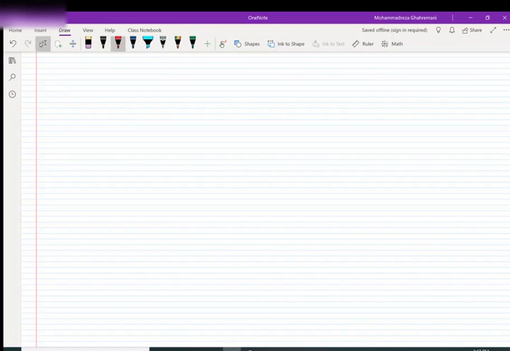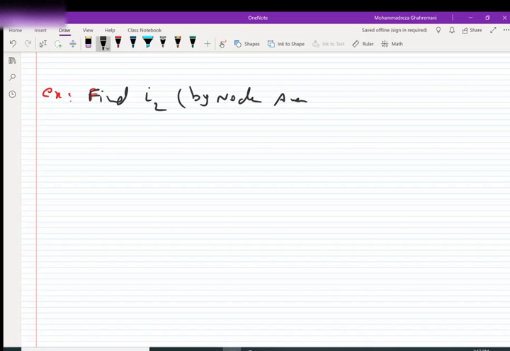Here we have the second example for node analysis. We want to find the current I2 in this circuit. Find I2 by node analysis.